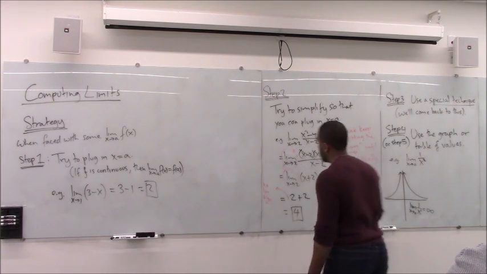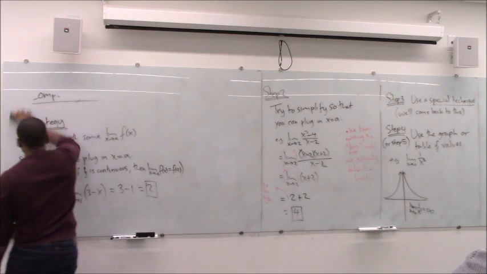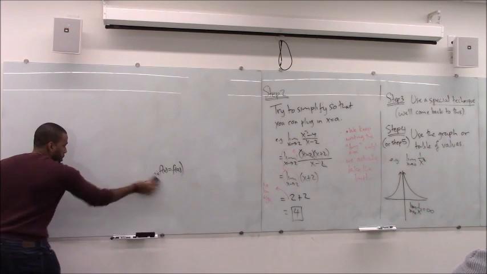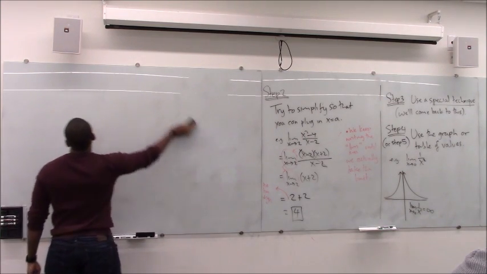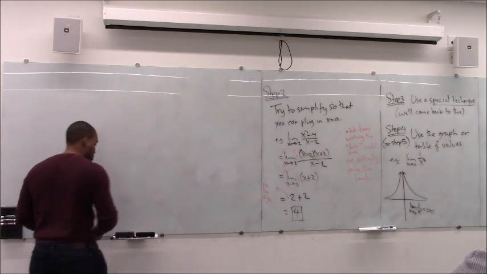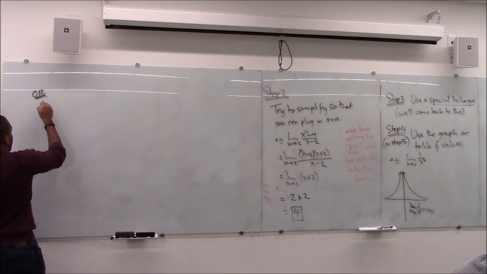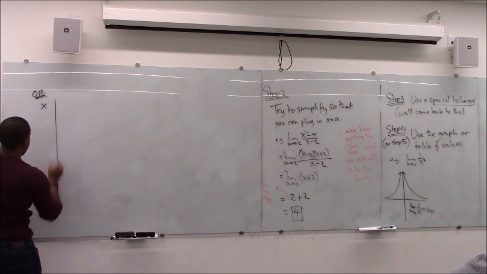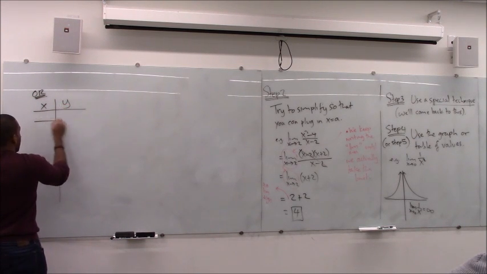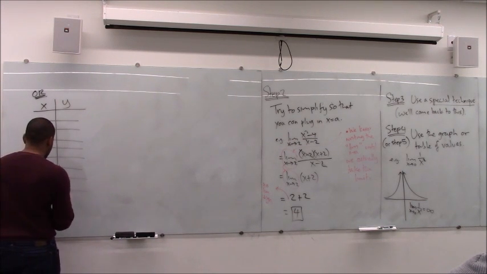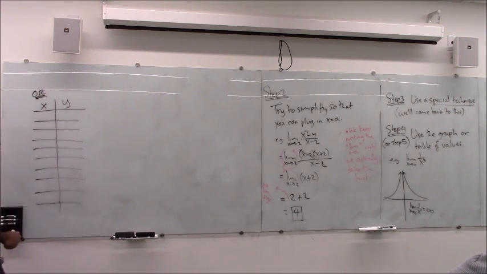Now, every now and then, you don't know what the graph looks like, or you don't want to have to go through the trouble of drawing the graph. Another option you have is to use a table of values. So, again, the same example, what I could do is come up with a table of values. Now, how long this table is is almost arbitrary. You just want to go long enough to see some sort of pattern happening.